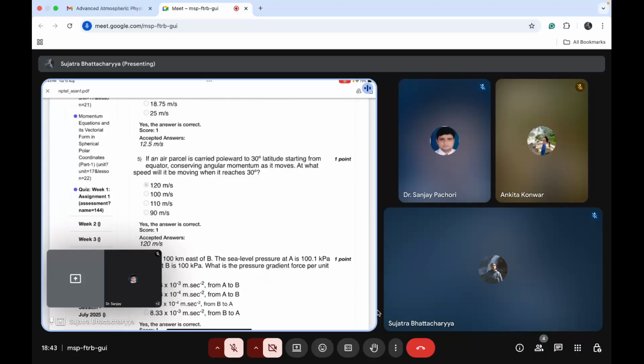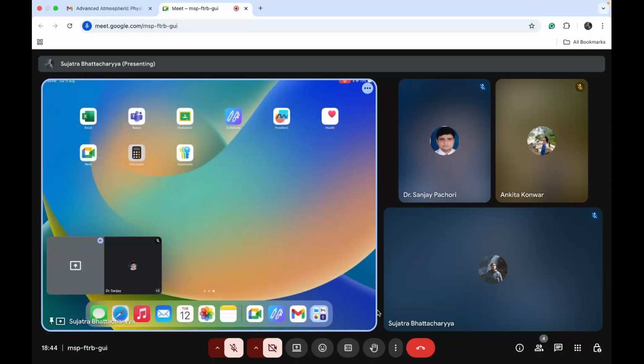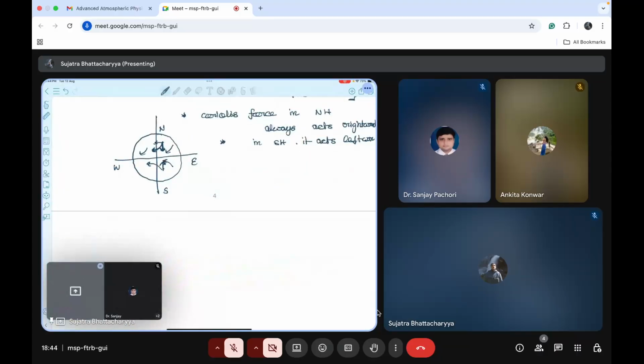The fifth one is also related to angular momentum conservation. If an air parcel is carried poleward to 30 degrees latitude, starting from the equator, conserving angular momentum as it moves, at what speed will it be moving when it reaches 30 degrees? So it starts from the equator and it is moving poleward. Remember, every word is very important. So let's try to solve this question.